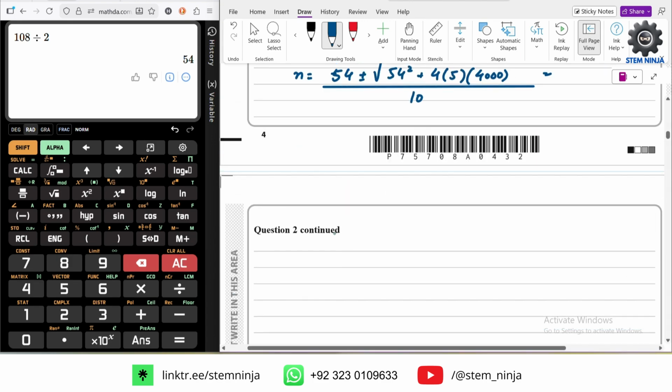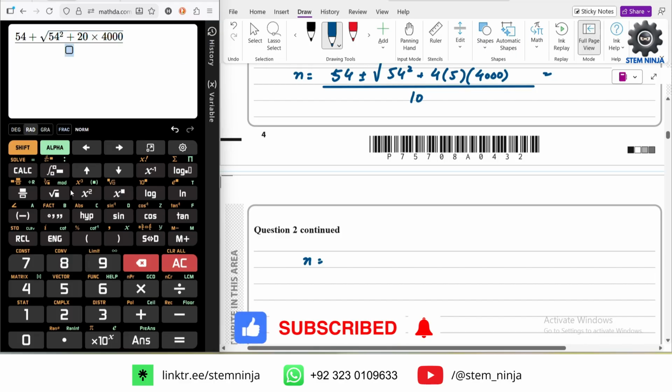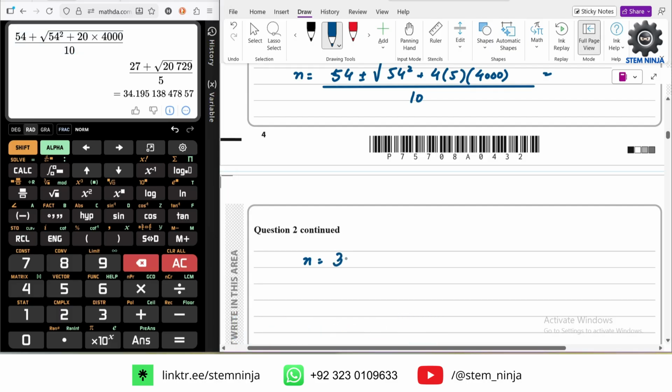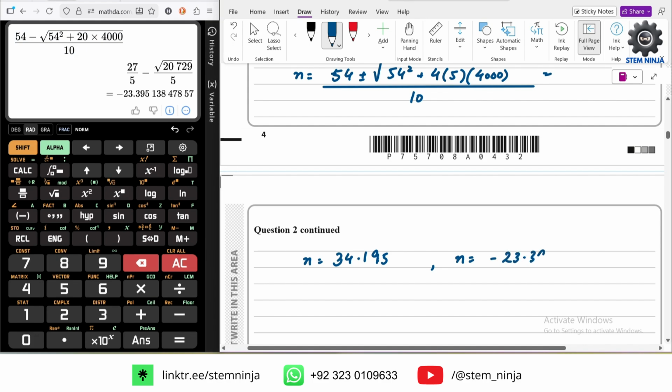So one answer would be 54 plus the square root of 54 squared plus 20 times 4,000, divided by 10, which is 34.195, and the other one would be minus 23.395.